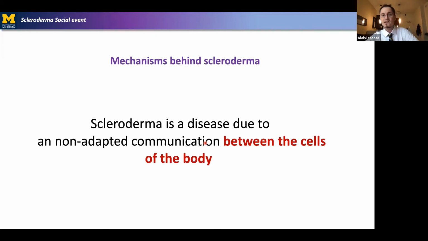So first, understanding the mechanisms behind the disease. Scleroderma is a disease due to a non-adapted communication between the cells of our body. So first, what is a cell?